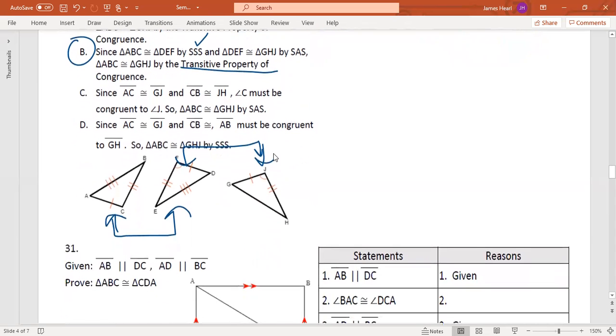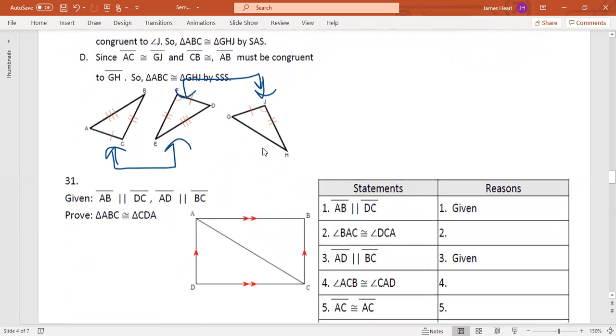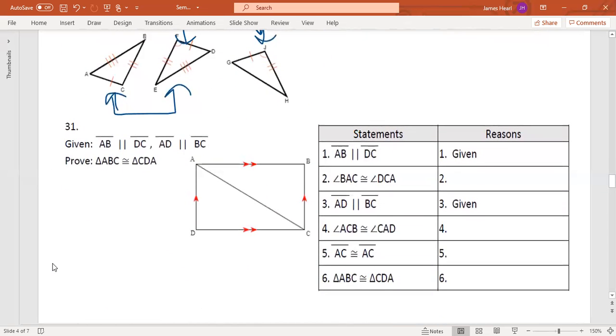For 31 here, we're going to fill in some blanks in this proof. We are given that we have these two sets of parallel lines, as you see in the picture here, and the two givens are already labeled for us. The rest of it is on us to figure out. So angle BAC has to match up to DCA. That is a pair of alternate interior angles.